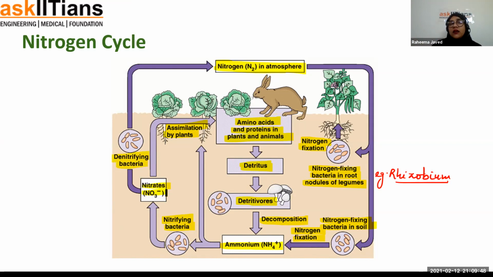Denitrifying bacteria convert the nitrates again into the molecular form of nitrogen and add it to the atmosphere. And this cycle continues. The nitrogen that was absorbed from the atmosphere is sent back to the atmosphere.